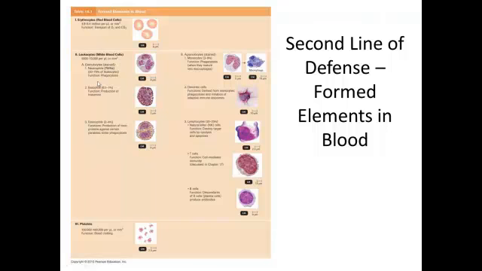Now, they come in two flavors. You have your granulocytes and you have your agranulocytes. Granulocytes have granules in their cytoplasm that you can see with a light microscope. Agranulocytes do have granules, but they're too small to see with a light microscope, so we say that they are A or no granules. Okay, so with your granulocytes, you have three kinds.